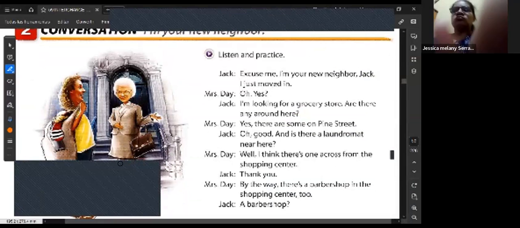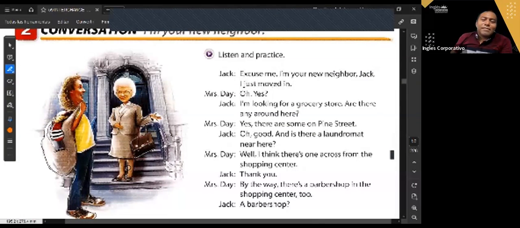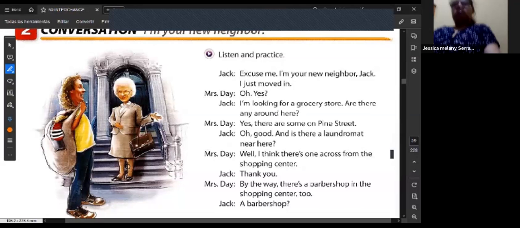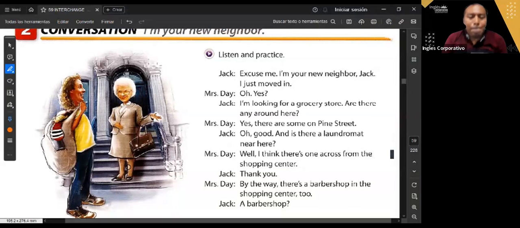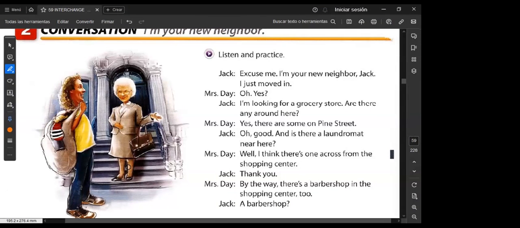Unit 8. What's your neighborhood like? Page 50, Exercise 2, Conversation. I'm your new neighbor. Listen and practice. Excuse me, I'm your new neighbor, Jack. I just moved in. Oh, yes? I'm looking for a grocery store. Are there any around here? Yes, there are some on Pine Street. Oh, good. And is there a laundromat near here? Well, I think there's one across from the shopping center. Thank you. By the way, there's a barber shop in the shopping center too. A barber shop? Okay, yes, right.